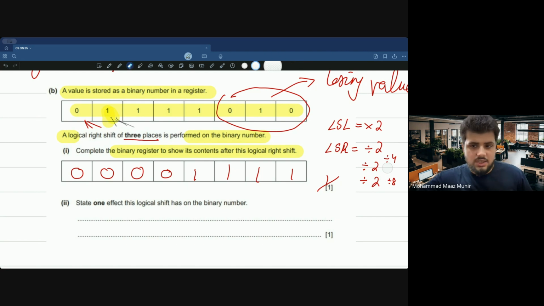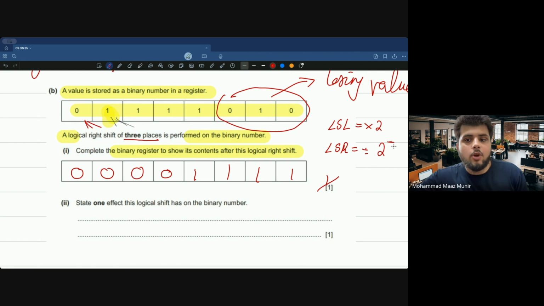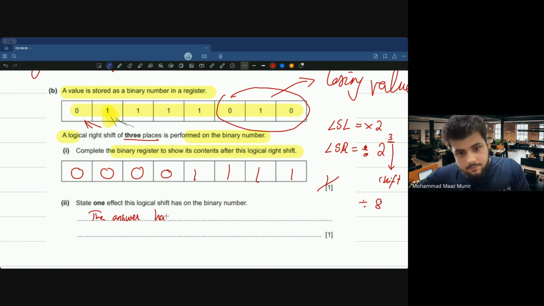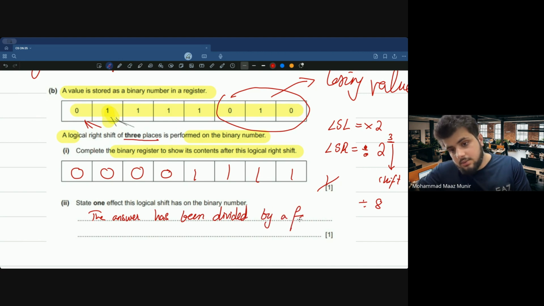A simple method to this is a simple shortcut. Let me give you guys a shortcut. The shortcut is divide by 2 raised to the power of the number of shifts. So how many shifts were there? There were 3 shifts, right? So divide by 2 raised to the power 3. Now what's 2 raised to the power 3? It's 8. So you need to divide it by 8. So we will write the effect as that the answer has been divided by a factor of 8.